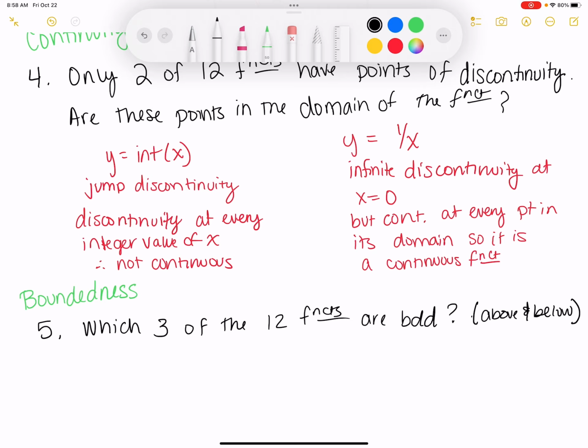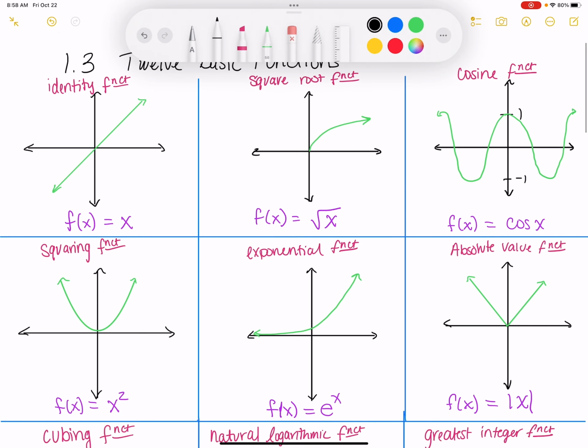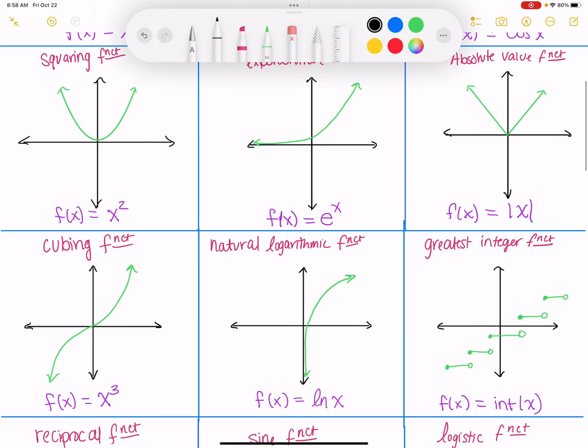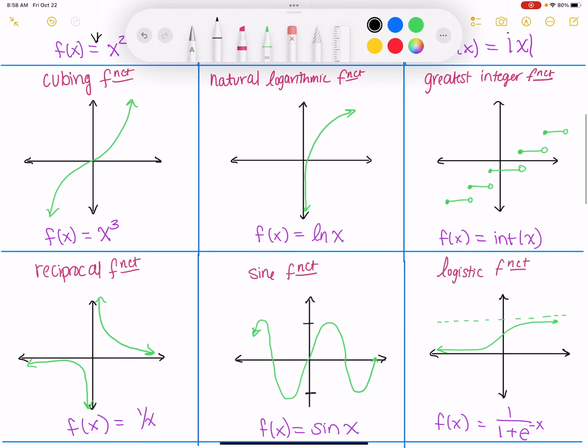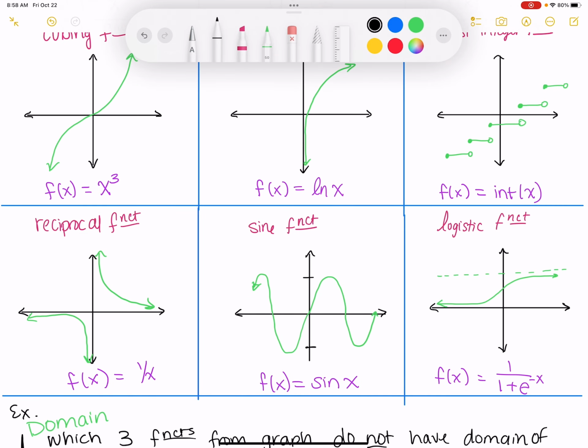Okay, so which ones have a max point and a min point? F of x equals sine of x, so y equals sine of x. Yeah, you can write f of x or y, I don't care. Y equals sine of x, cosine of x is 1, sine of x is 1, I already said that one. Can we do the logistic function, f of x equals 1 over 1 plus e to the negative x?